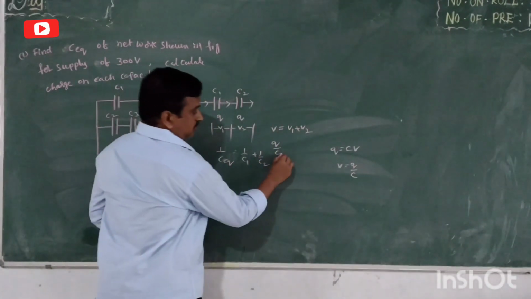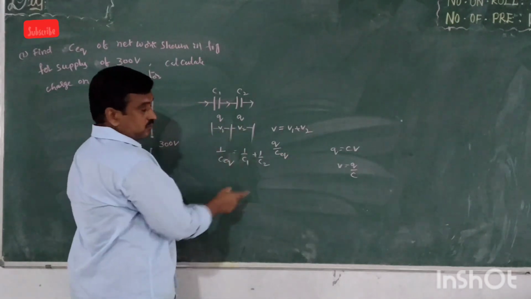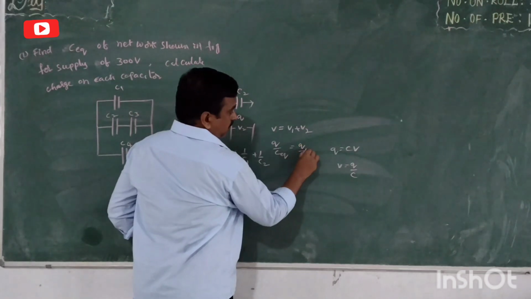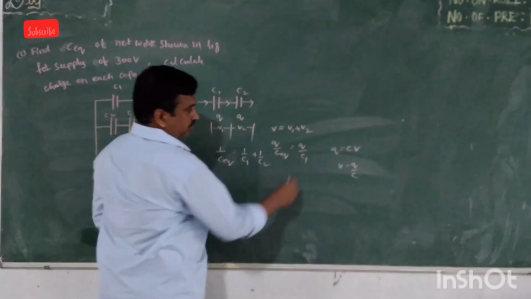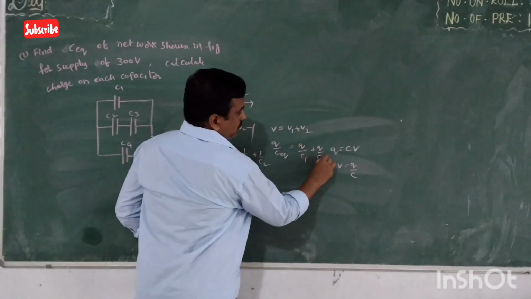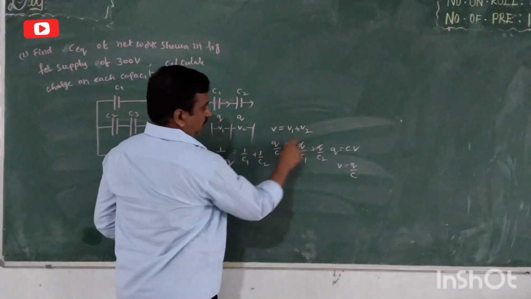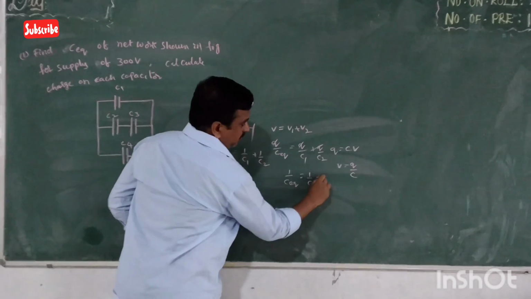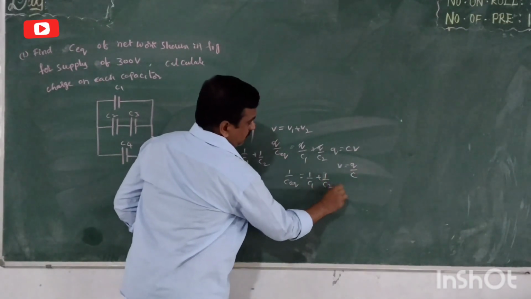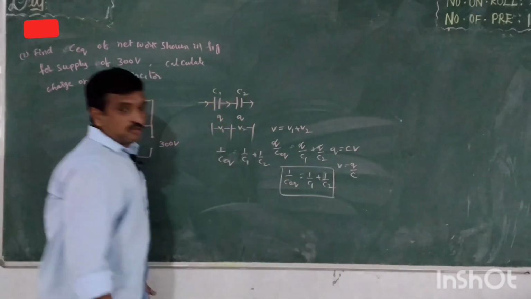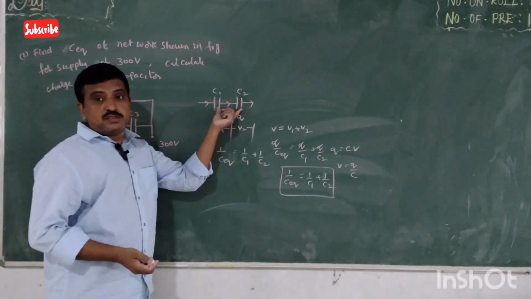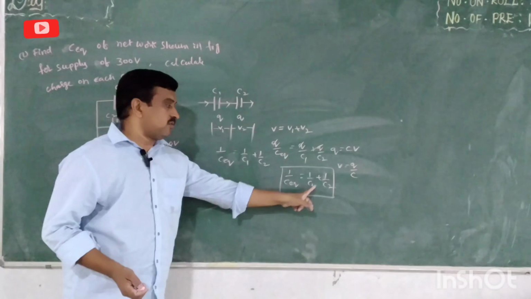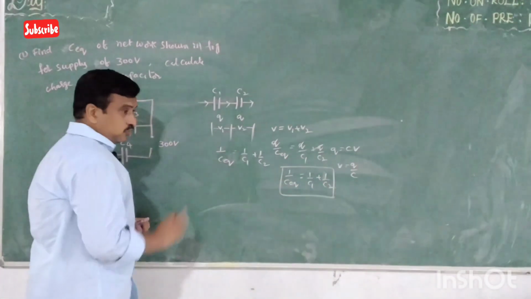Since charge is the same, the total potential is Q by C equivalent, and V1 plus V2 is Q by C1 plus Q by C2. Q is common and cancels. What we get is 1 by C equivalent equal to 1 by C1 plus 1 by C2. This is the formula when capacitors are connected in series. Now, for example, two capacitors are there.